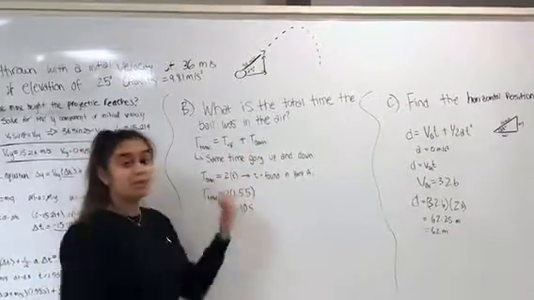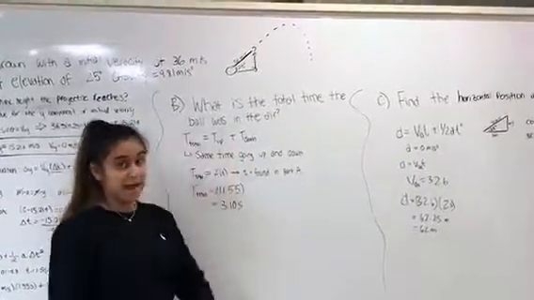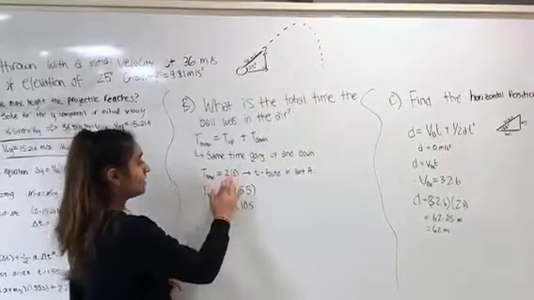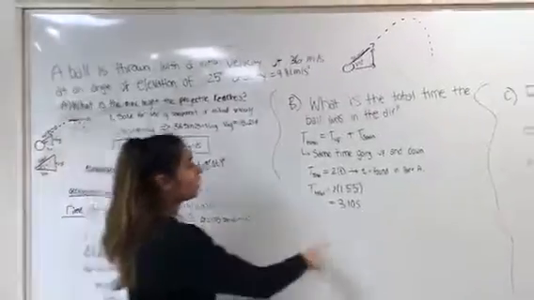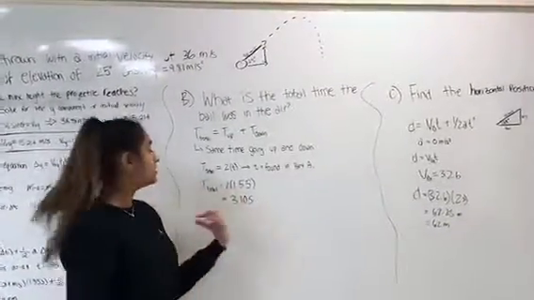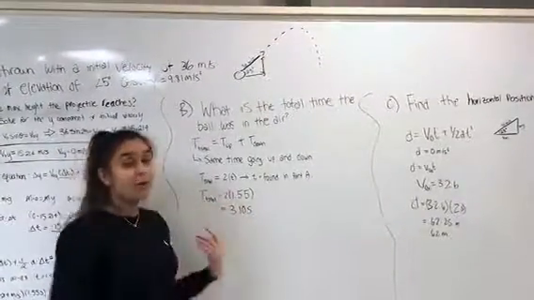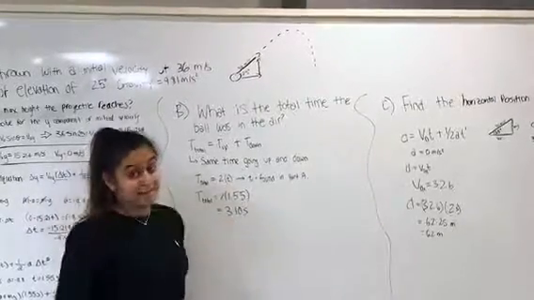The time of the ball going up and going down is the same. So the total time is t plus t, or 2 times t. As we found a t over here, we're going to plug it in and multiply it by 2, and the total time we will get is 3.10 seconds.